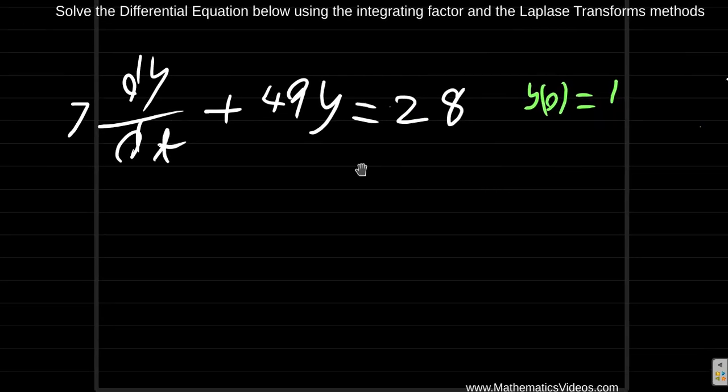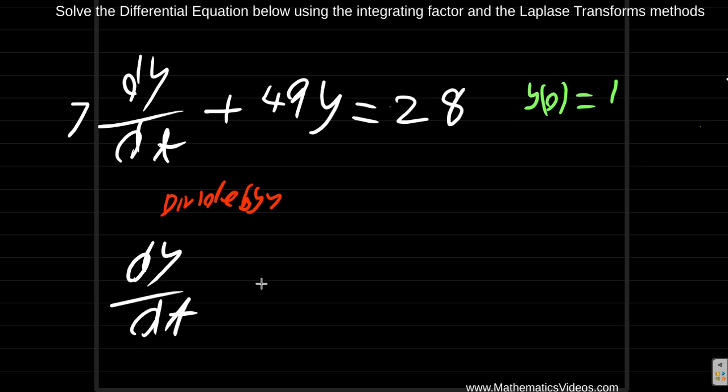Now let us solve it again, this time using the Laplace transform. Now, we can surely get smaller numbers if we divide through by 7. So let's divide by 7 just to get smaller numbers. You could use the Laplace transform on it just the same, but I see the benefit of dividing by 7. So we have dy by dt plus 7y is equal to 4.